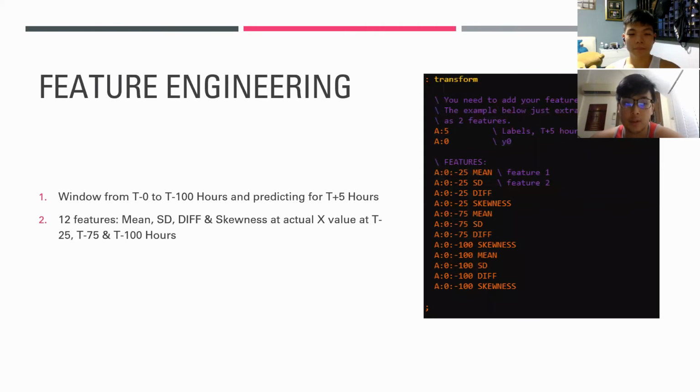Next, we did some feature engineering where we used 12 features, which were the mean, standard deviation, difference and skewness of the x values at different time periods, which were t minus 25, t minus 75, t minus 100, and t0. So this means that our window was from t0 to t minus 100 hours, and we use this to predict for t plus 5 hours, or 5 hours into the future.